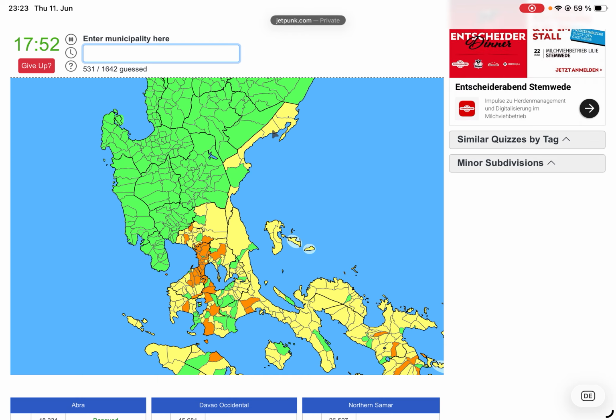This province is called Aurora, and the capital of Aurora is Baler. We already named San Luis, this one right here. So we have Dingalan, Maria Aurora, Dipaculao, Dinalungan, Casiguran, and Dilasag. All right.